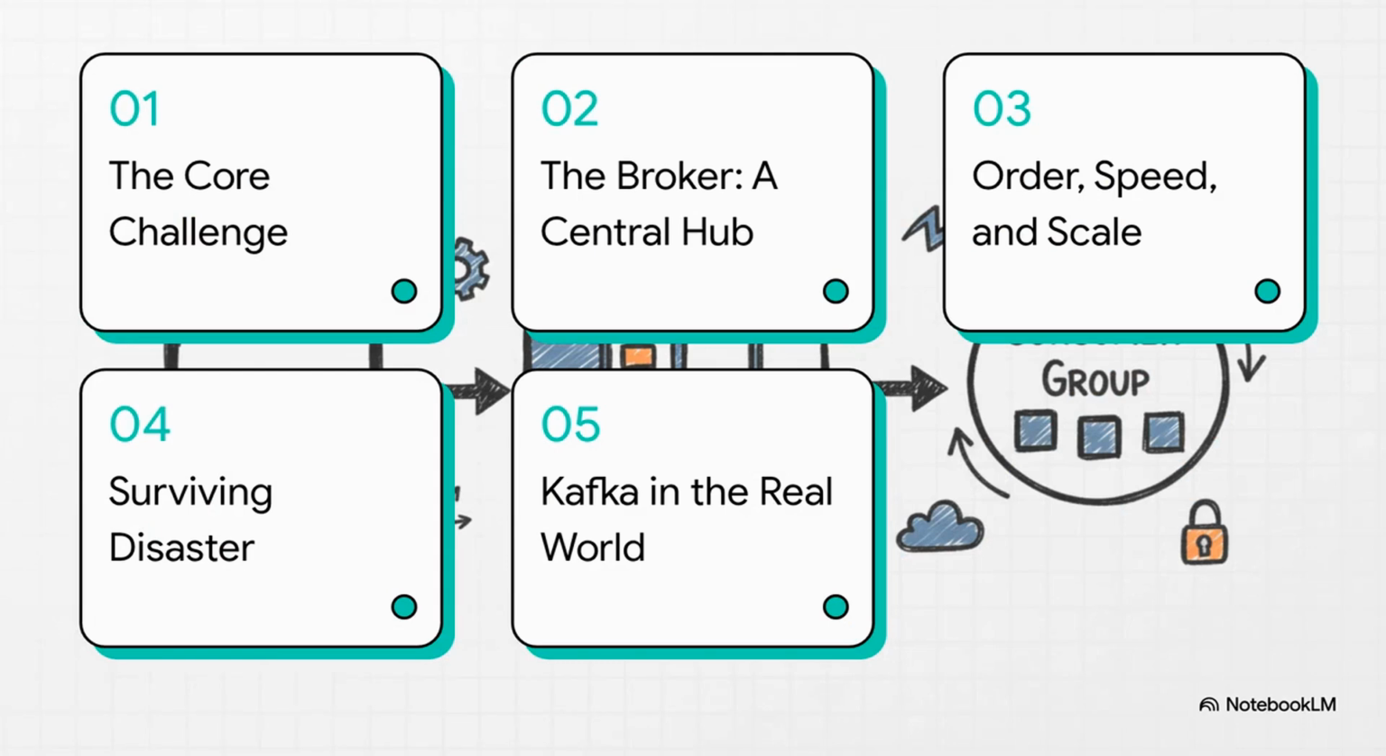So here's how we're going to break this down. First, we'll tackle the core challenge, why these systems even need to exist. Then we'll meet the central hub, the broker. After that, we'll get into the really cool stuff, the secrets to its insane speed and scale. We'll also see how it's built to survive pretty much any disaster. And then we'll wrap up by looking at how this tech is actually changing the world.